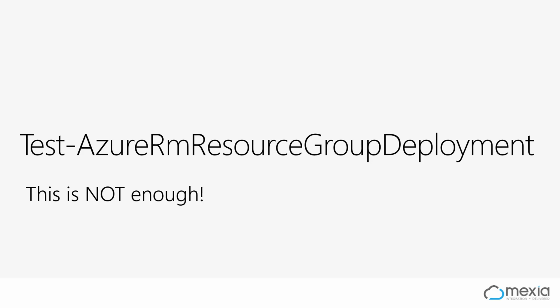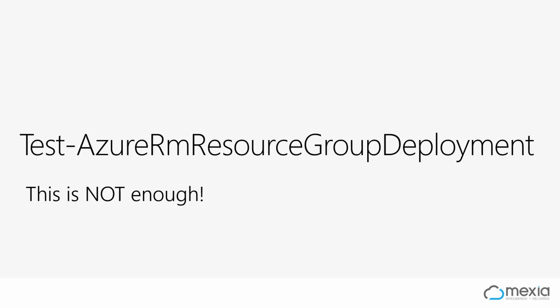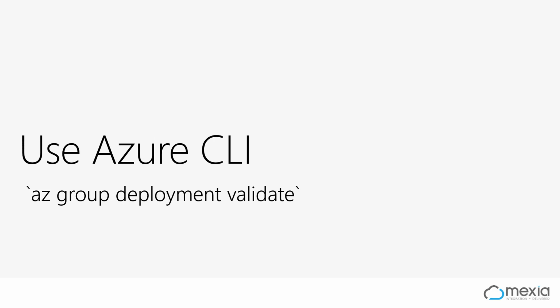Also, the PowerShell commandlet is very hard to handle errors. So instead of using the PowerShell commandlet, think about using the Azure CLI. This is the command: az group deployment validate. It does the same thing as this one, but it provides us with very rich output. It returns a JSON object, which contains either the error details or the validation result, right?